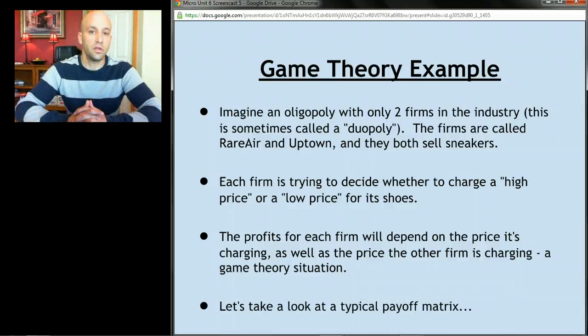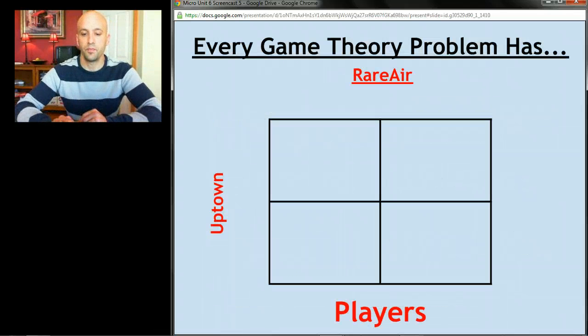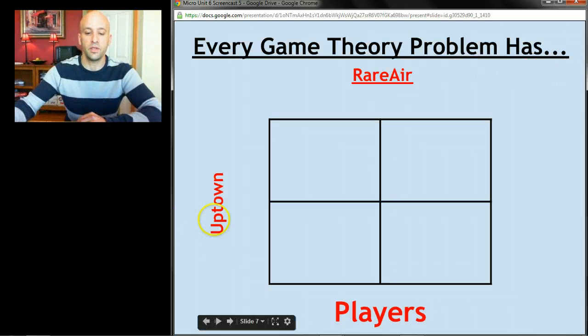So let's take a look at a typical payoff matrix. Every single game theory problem that we see, again, is going to have, first off, players. And we're going to put those players on each side of the matrix. So here's one player, Uptown, and here's another player, Rare Air. Didn't really matter where I put each player, but we're going to put one player on top and one player to the left.